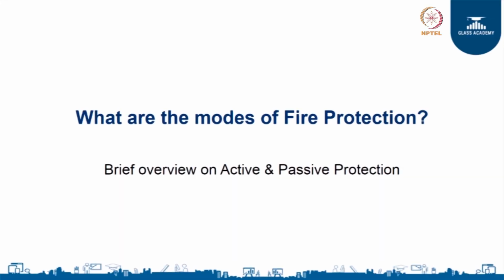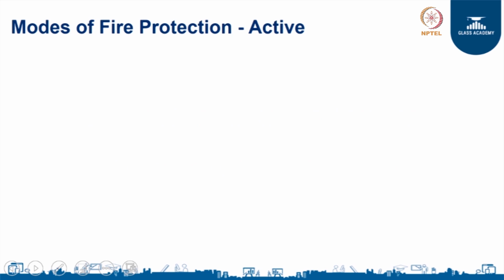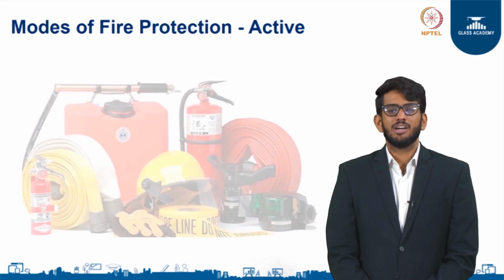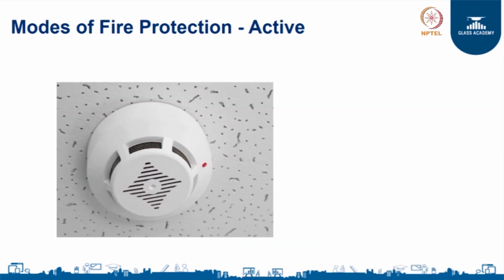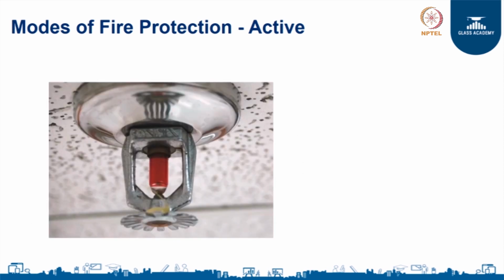So, we start up the session by discussing what are the different modes of fire protection. This part of the presentation will include a brief overview on active and passive fire protection. When I talk about fire protection, I am sure there are a few things which strike your mind right away. Some of which are fire extinguishers. I am sure that's one thing you would have thought about now that we are talking about fire protection. Smoke alarms, water sprinklers, and fire buckets.